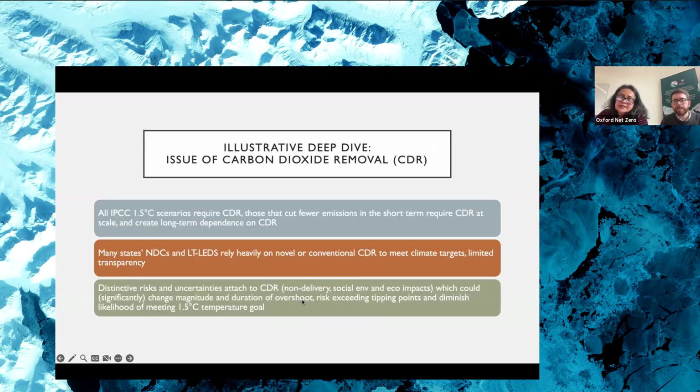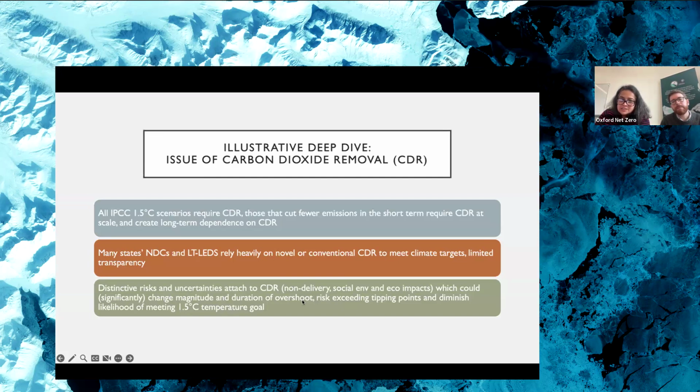So to give you an illustration of how international law can actually play a role in this area, we've decided to take a deep dive into the issue of carbon dioxide removal. As we know, all IPCC 1.5 degree centigrade scenarios require carbon dioxide removal. Those scenarios that cut fewer emissions in the short term require carbon dioxide removal at scale, and they also create long-term dependence on carbon dioxide removal. And in this context, it's worth noting that many states' nationally determined contributions and long-term low-emission strategies rely heavily on novel and conventional carbon dioxide removal to meet climate targets.